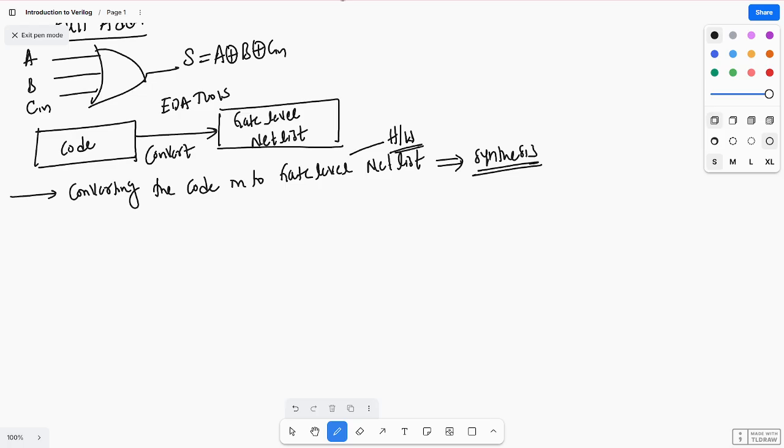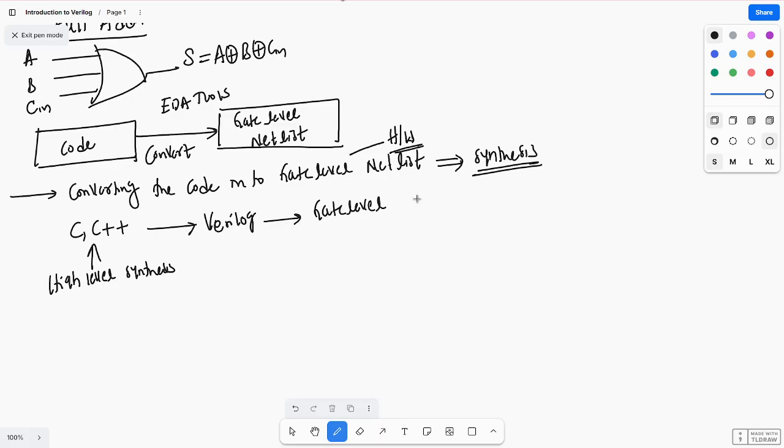Is it fine? Okay. Nowadays they are using C or C++ also. So this we can call high level synthesis. In high level synthesis, what they are doing is this C and C++ is converted into Verilog. Again, Verilog is converted into gate level netlist. Is it fine?